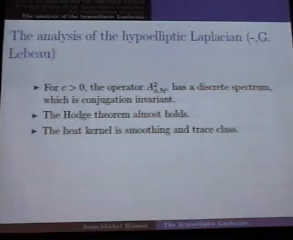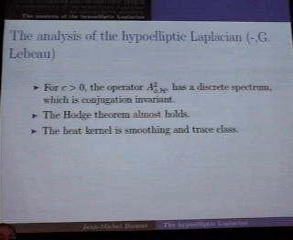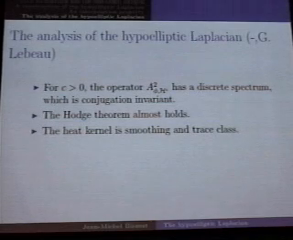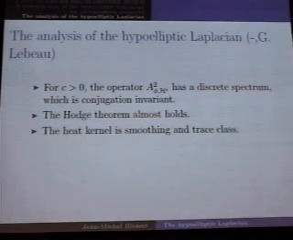So what can you say about this Laplacian? First of all, it has a discrete spectrum, which is conjugation invariant. The spectrum is no longer real, but it is conjugation invariant. So the Hodge theorem almost holds. What does almost mean? For classical Hodge theory, you know that the harmonic forms exactly represent the cohomology. For this deformed Hodge theory, the harmonic forms are simply the first term in some spectral sequence. So you have the kernel of the Laplacian, and inside of it, the cohomology sits. But it's not true anymore that the Hodge theorem holds exactly.